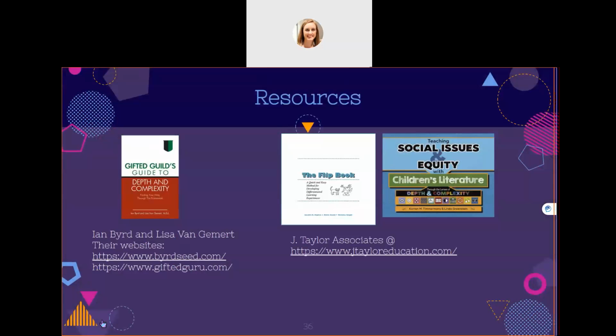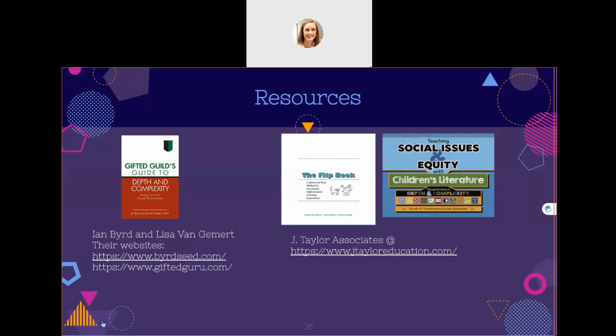So these are some of the resources that were used in the development of this presentation. The Gifted Guild's Guide to Depth and Complexity. This is by Ian Bird and Lisa Van Gemmert. There are links to their websites below. They have a wealth of information on there. And this is a great book. It goes through lots of different questions that you can ask with the different icons and just gives you really practical ways to incorporate teaching the concepts with these icons and the strategies of thinking.